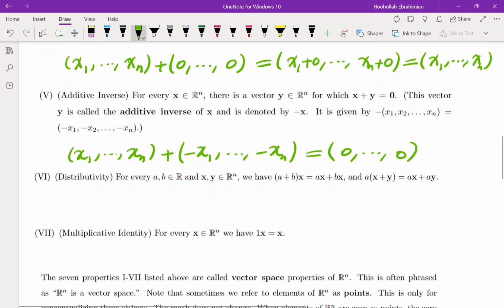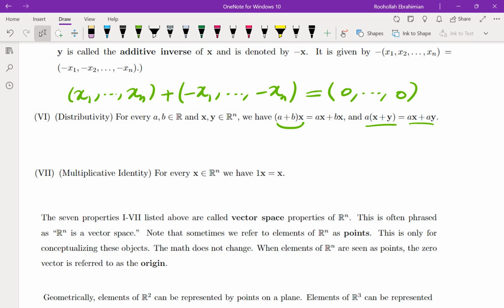And the next property relates addition and multiplication. It says you have the distributive law. So if you take a plus b and multiply it by x, you get ax plus bx. And also you can distribute scalar multiplication over vector addition. So a times (x plus y) is ax plus ay. These are, again, easy properties. Both follow from properties of addition and multiplication. And finally, we have the multiplicative identity. If you take a vector x and multiply it by 1, it means you're multiplying each of the components by 1, which means you're not really changing your vector.